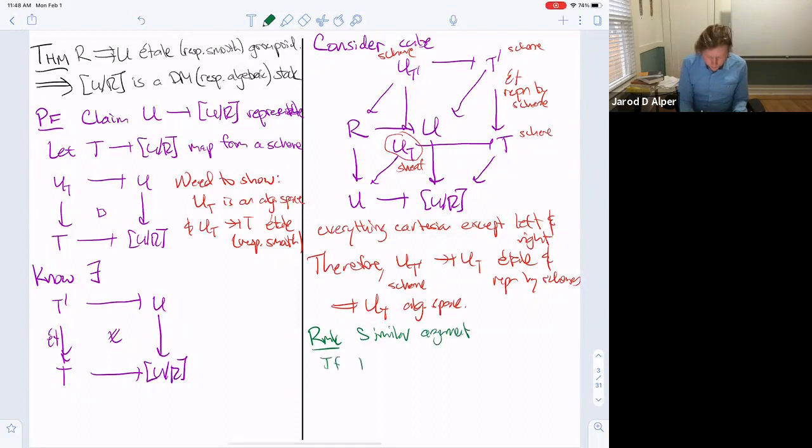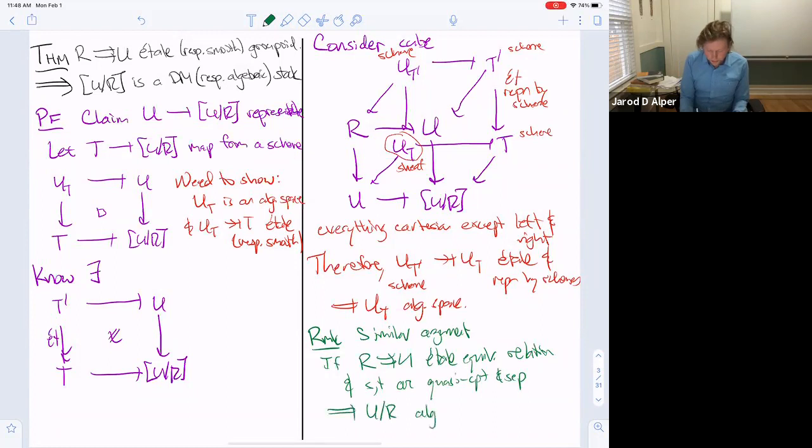if R to U is an étale equivalence relation, and you assume that both of these maps are quasi-compact and separated, then the same argument would show that the quotient U mod R is an algebraic space. This is more challenging to show because we need to show that your cover is not just representable, but representable by schemes. And if you have these assumptions that S and T are quasi-compact and separated, that implies by Zariski's main theorem that these maps here are quasi-affine.